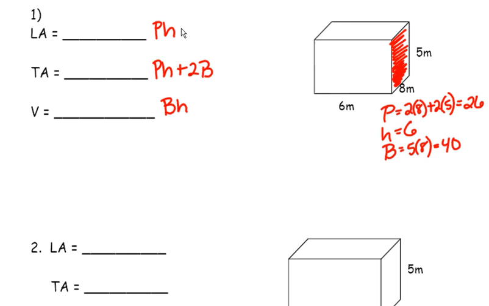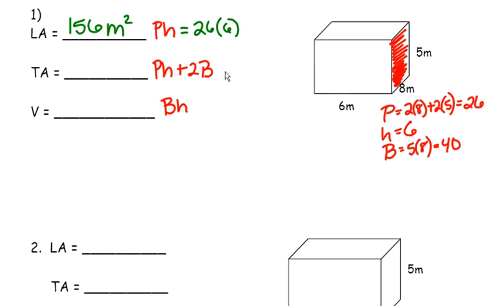So my lateral area is going to be my perimeter times my height. And when I actually do this multiplication, I get 156, and the units will be meters squared because it is area. Again, units are very important in this.